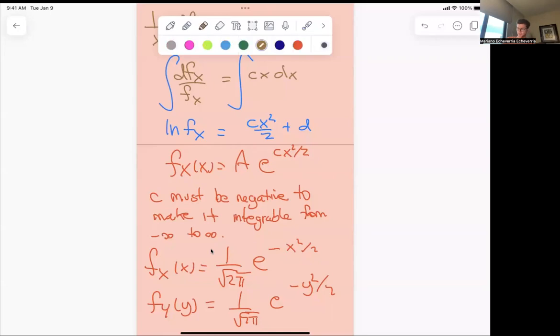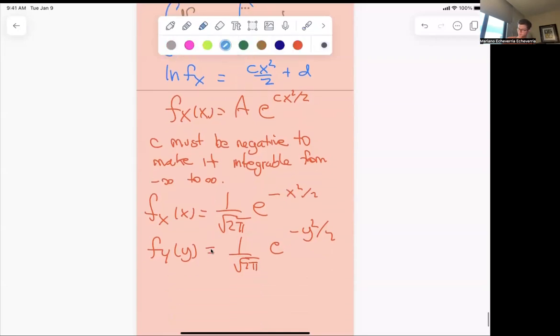Is that making sense? I had a quick question. I think you kind of showed it with the proof above, but I was just curious why it's e to the negative x squared over 2. That's the standard one. Is it because of the standard deviation of 1?